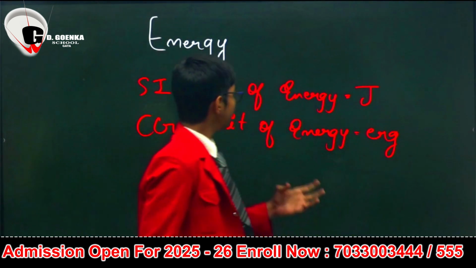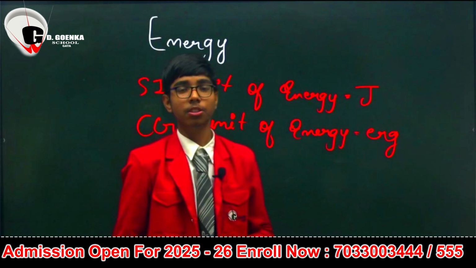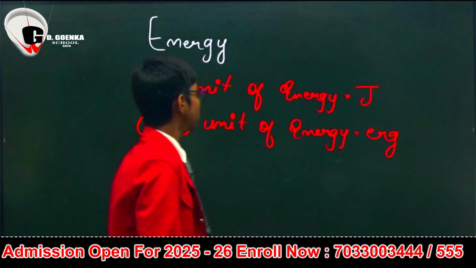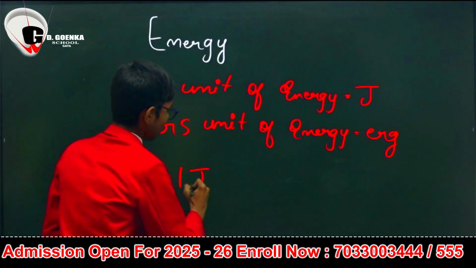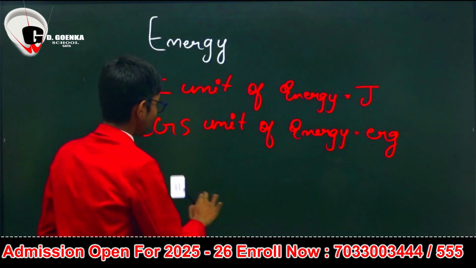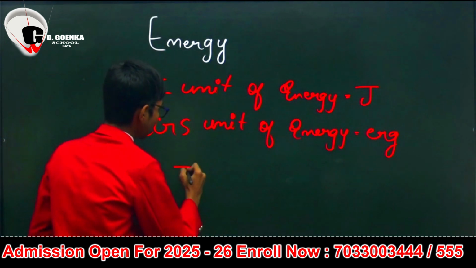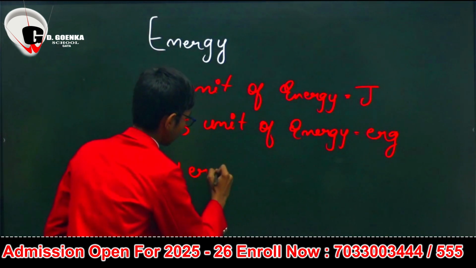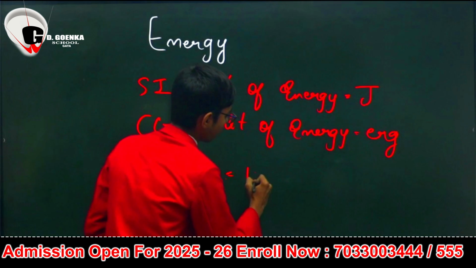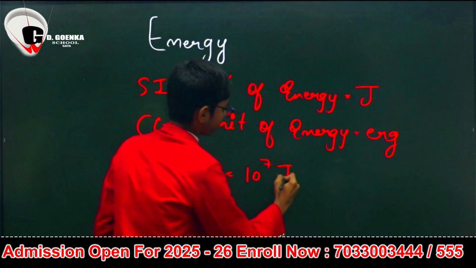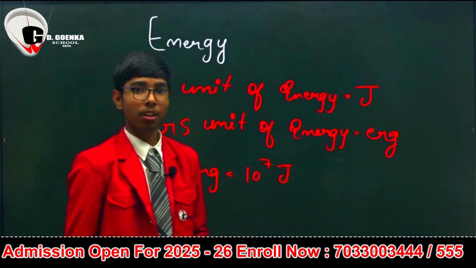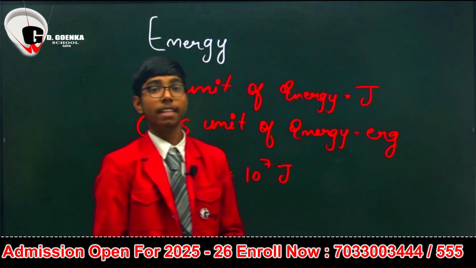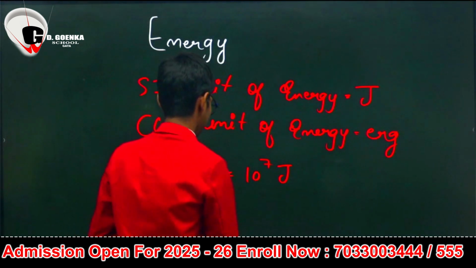So we know both the units of energy, and we should know the relation between them. So 1 joule is equal to 10 to the power 7 erg. Now let's move to the next second point, that is the types of energy.